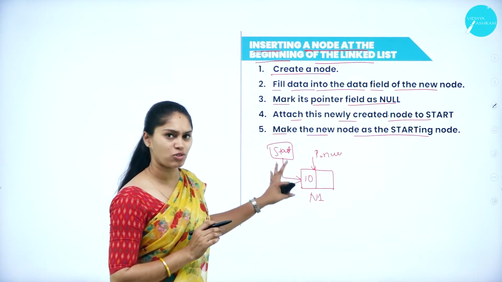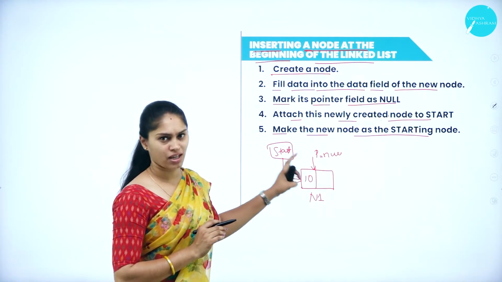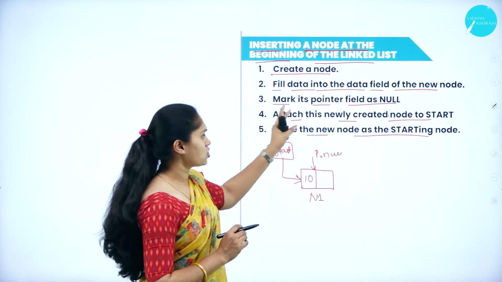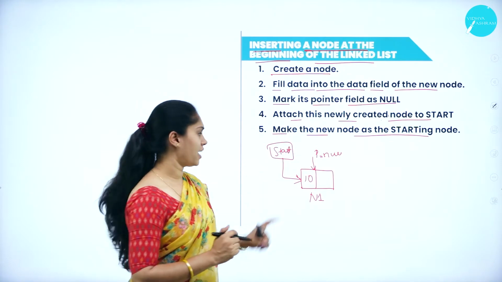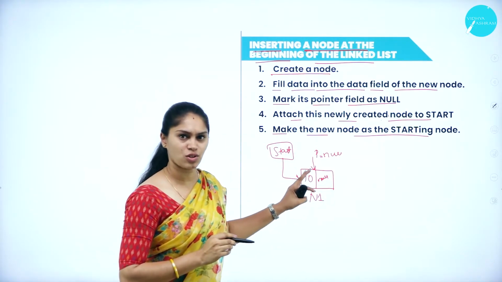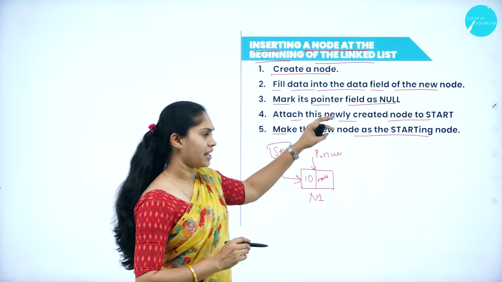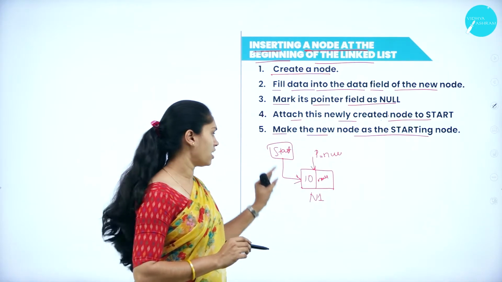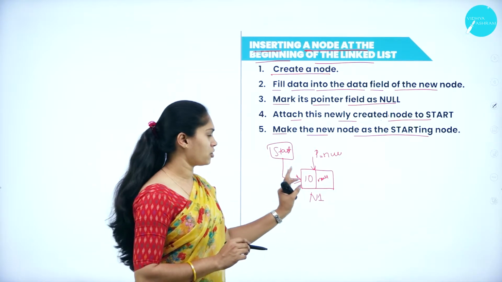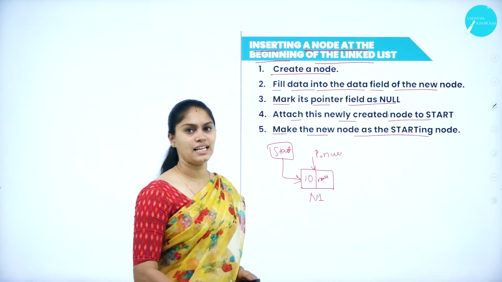Node 1. First we have to create it and put some data into it. Then we have to make this pointer field null, which indicates this will be the first node. Then we attach this newly created node to the start position or start pointer. Then this will be the first node in the linked list.